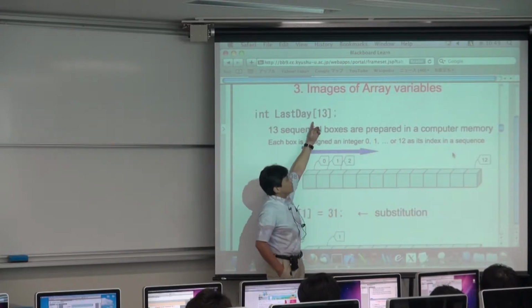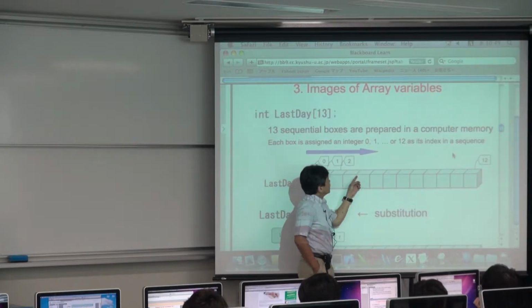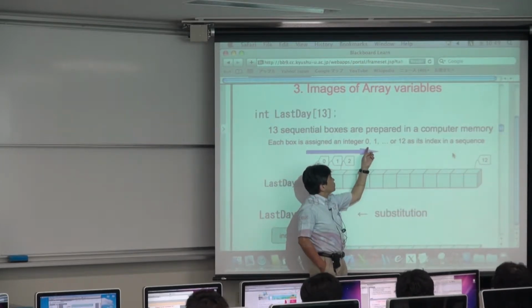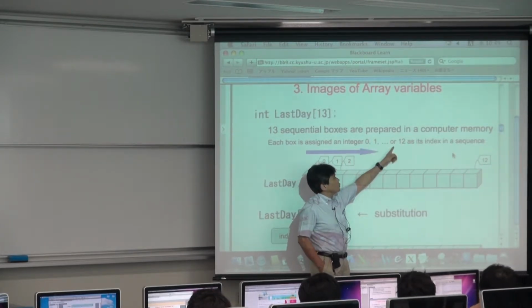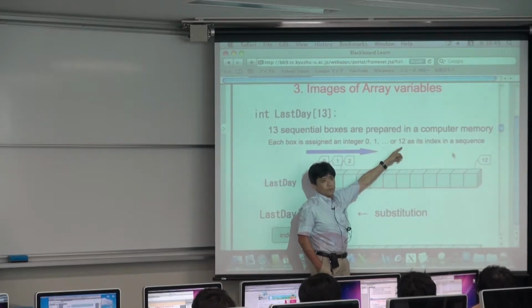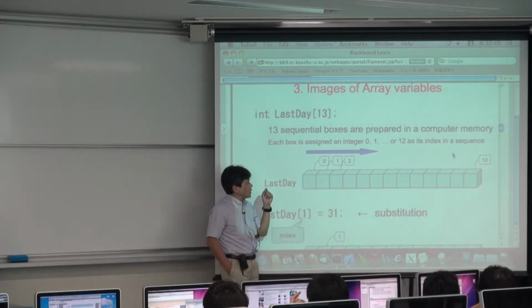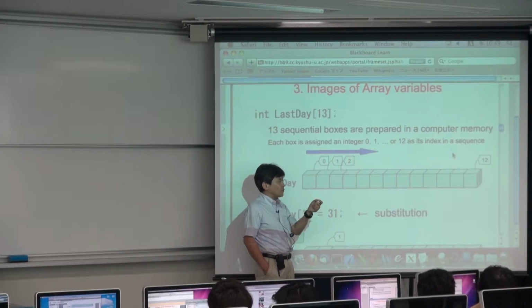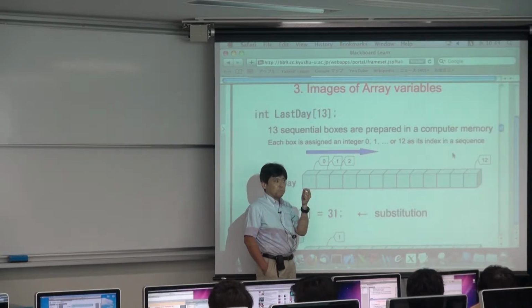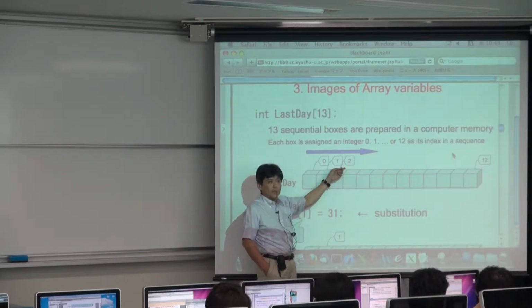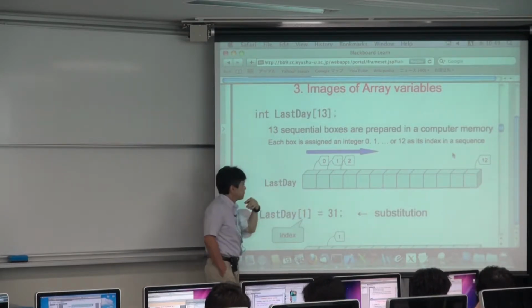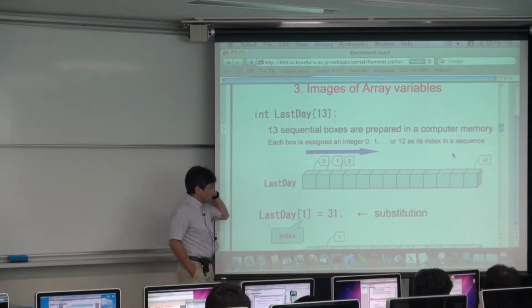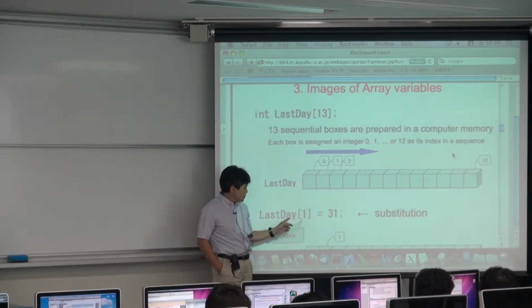In this case, the size is 13. So index it starts from 0 to 12. Okay, and you can specify the location of the elements using this index numbers, integer numbers. So this is the substitution examples.